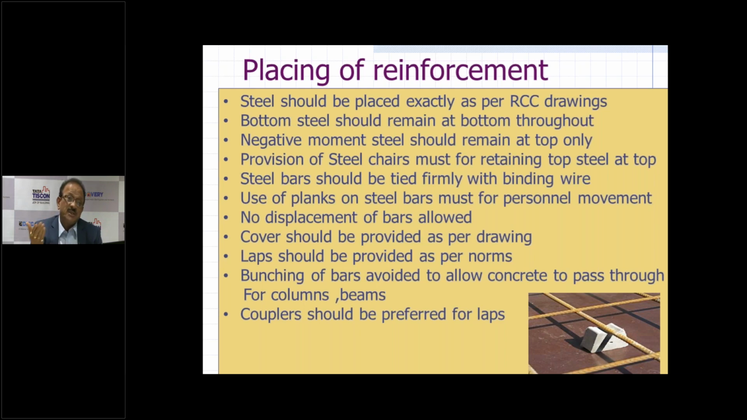Exactly as per RCC drawing means what? It means the steel required at the bottom of the section for taking tensile forces has to be placed at the bottom only, and the steel that is required for resisting negative moment has to be placed at the top. What is more important is that the bottom steel should remain at the bottom throughout the concreting process, and the top steel required to resist the negative moment should remain at the top of the section throughout the process till the concreting is completed.